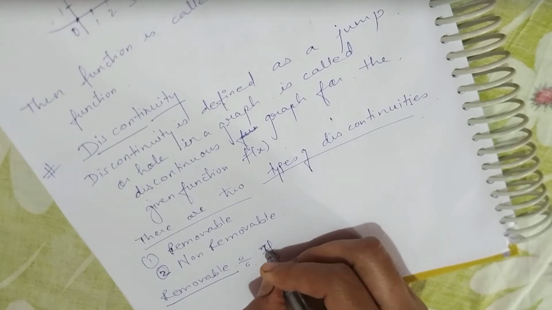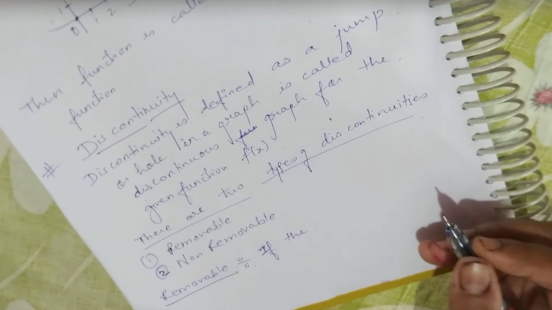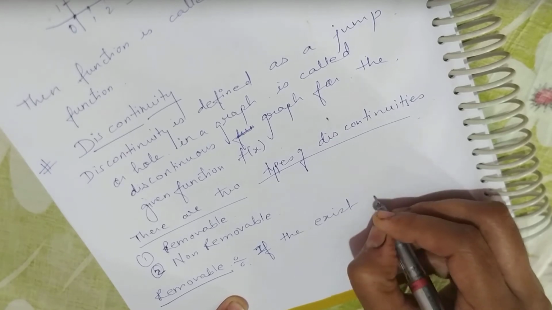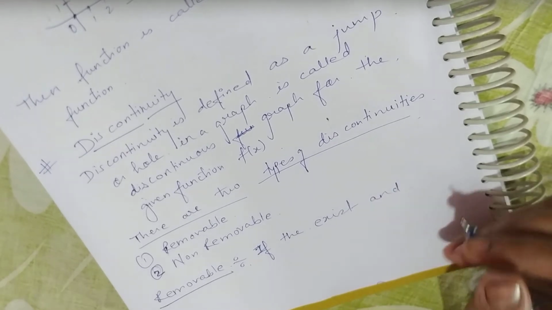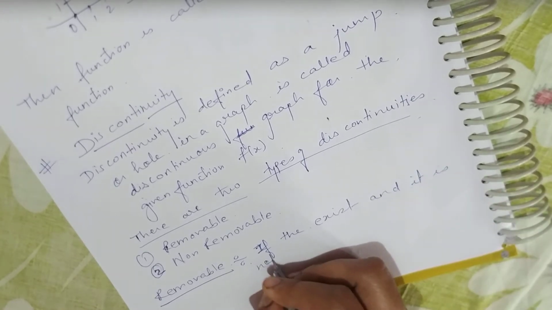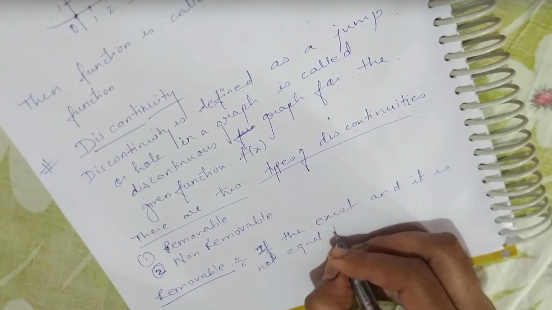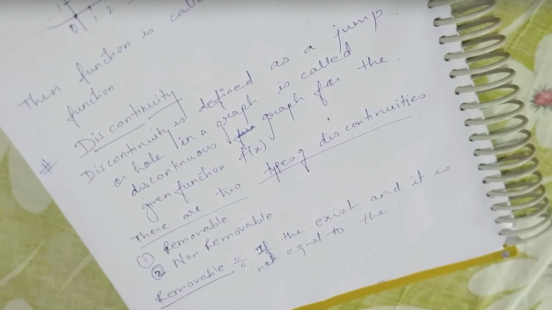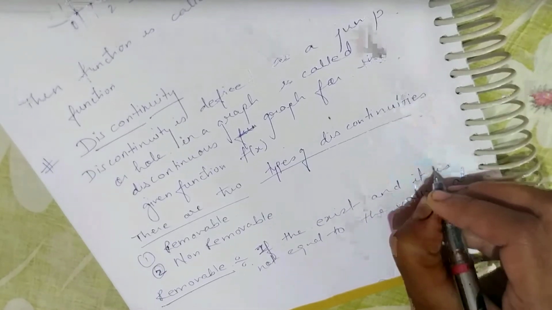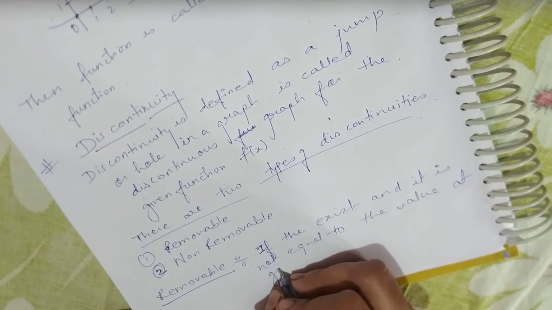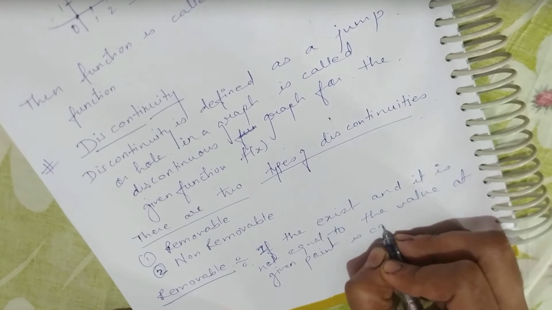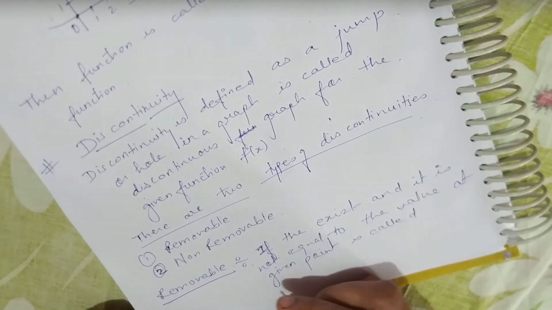If the limit of the function exists and it is not equal to the value f of a, it is called removable.